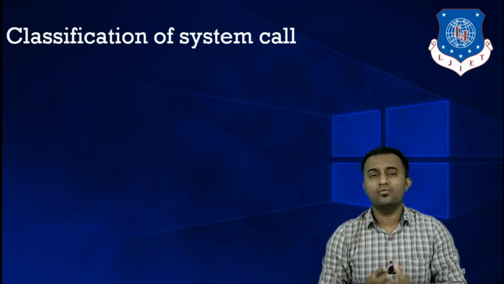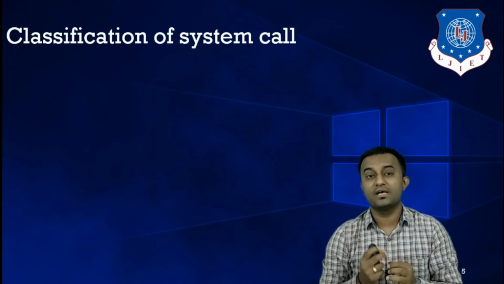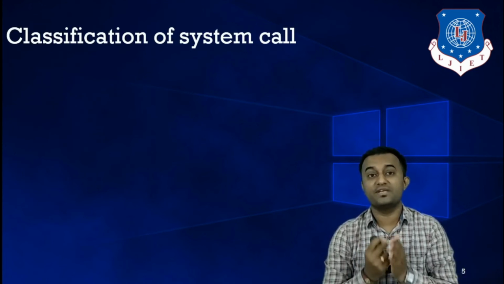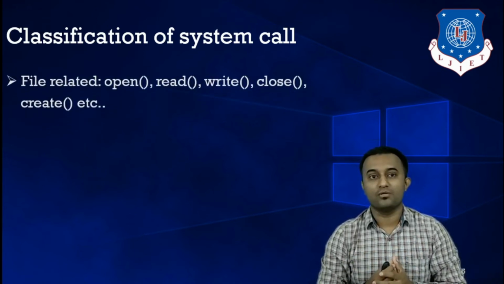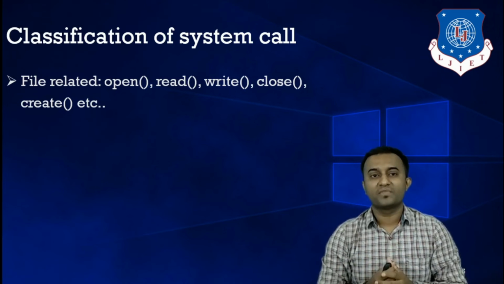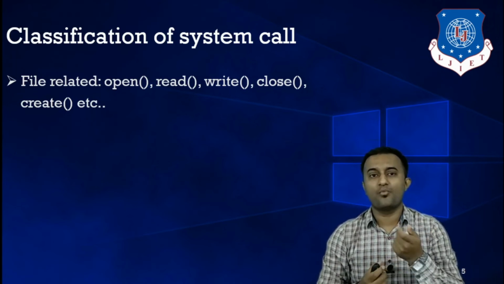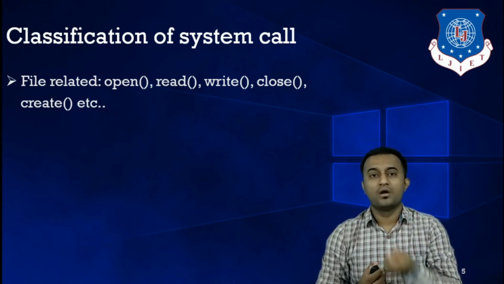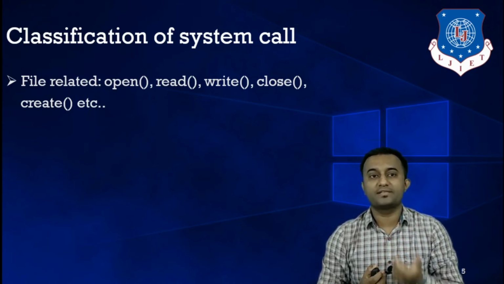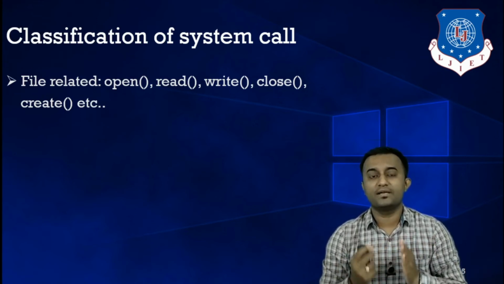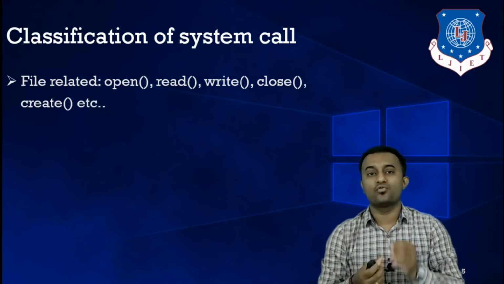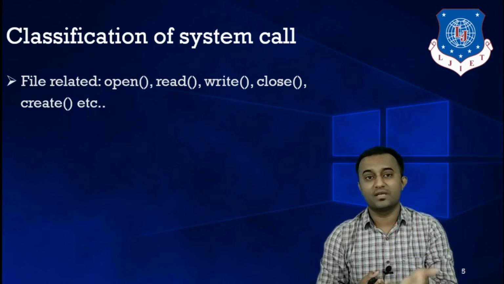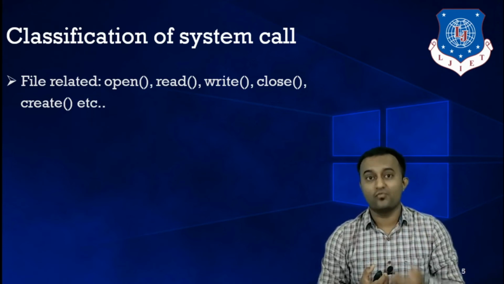Once you understand the concept of system call, we are going to discuss the classification, or various categorization, of system calls. The first category is file related system calls. File related system calls include various calls like open, read, write, close, and create. These system calls are related to file operations, like if you want to open a file, read something from a file, write something in a file, close a file, or create a file.